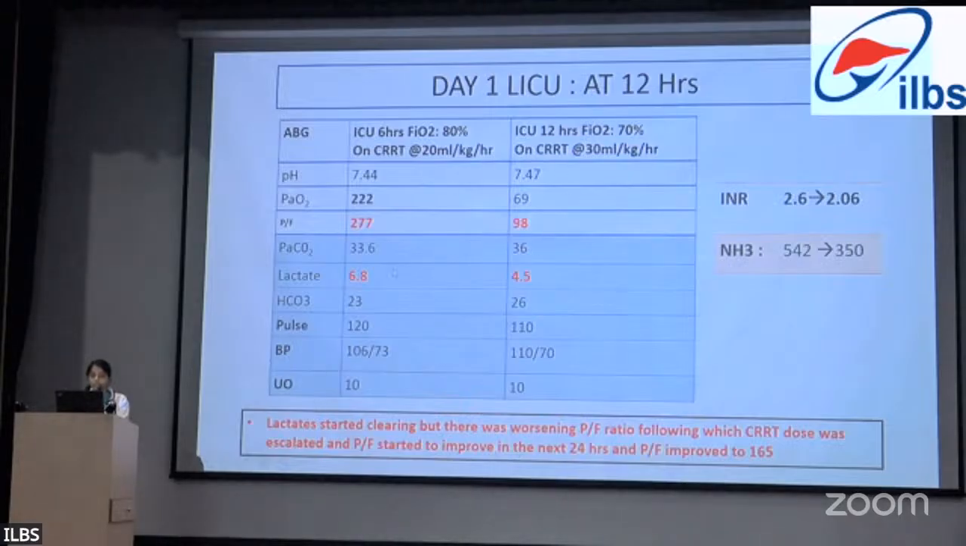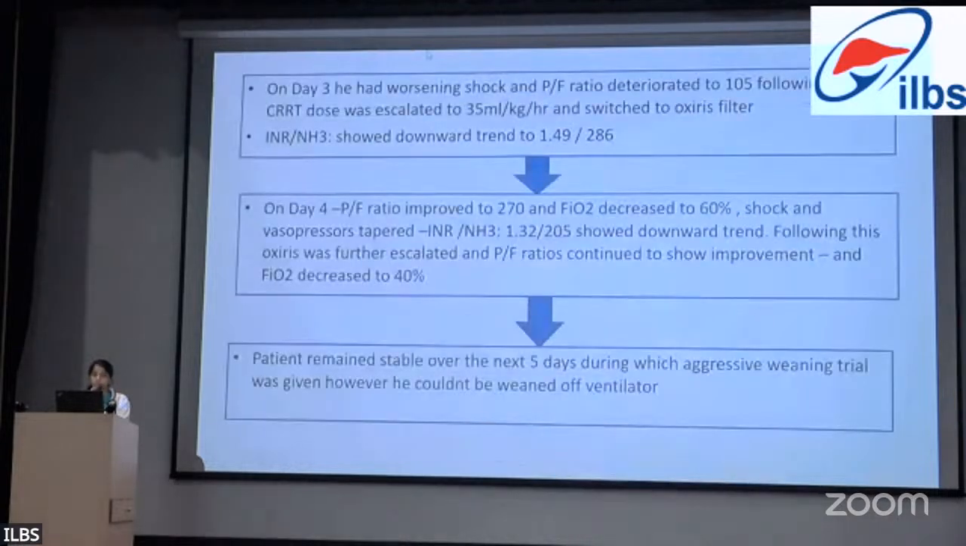On day 1 in ICU, at 12 hours, the lactates had started to clear, but there was worsening of PF ratios from 277 to 98, following which the CRRT dose was escalated and PF started to improve in the next 24 hours, and PF improved to 165. The INR was also downtrending, 2.06, and ammonia was downtrending to 350. On day 3, he had worsening shock and PF ratios further deteriorated to 105, following which the CRRT dose was escalated and switched to Oxiris filter after MAP stabilization, and INR and ammonia showed a downward trend further to 1.49 and 286. Day 4, PF ratios improved to 270 and FiO2 requirement also decreased to 60%.